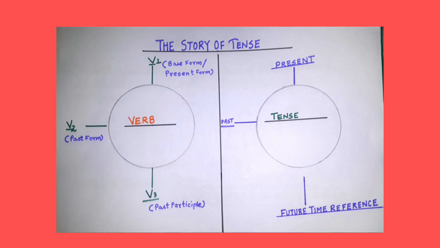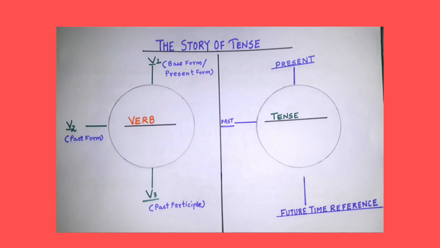Now let's move on and try to understand tense in a detailed manner. In order to understand tense in a simpler way, I have drawn two circles. Let me tell you that in order to use tense in a proper way, we also need to know the correct usage of verb. As on the left hand side, we can see the circle indicates verb, which is subdivided into first form of verb, second form of verb, and third form of verb.